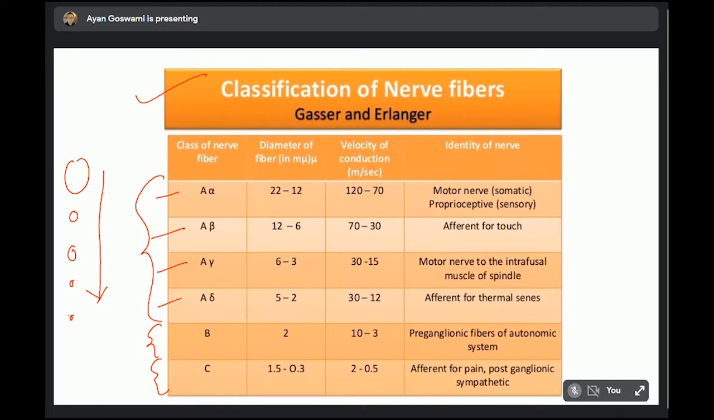From top to bottom, the diameter of the nerve fiber is decreasing and velocity is also decreasing. So you see here velocity. For example, A alpha has a velocity of 120 to 70 meter per second, then 70 to 30 meter per second. So you can see the velocity is gradually decreasing.